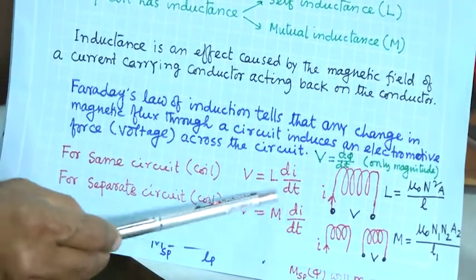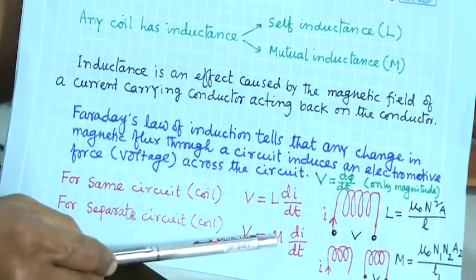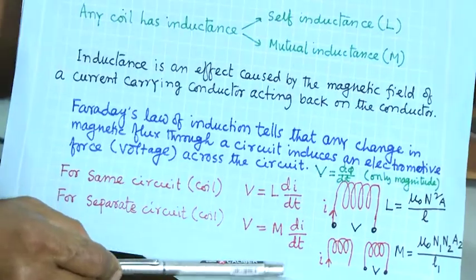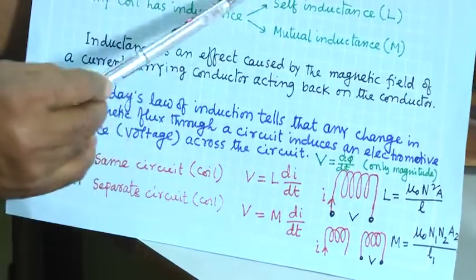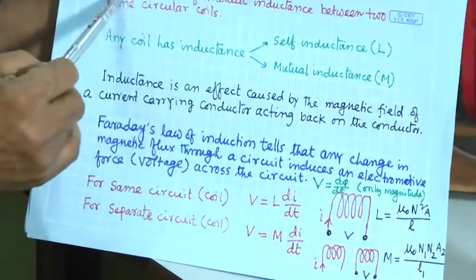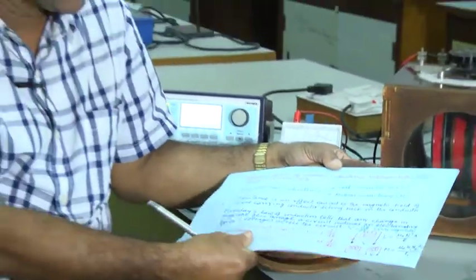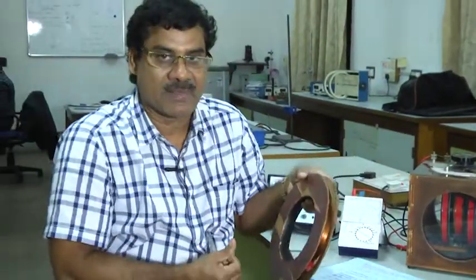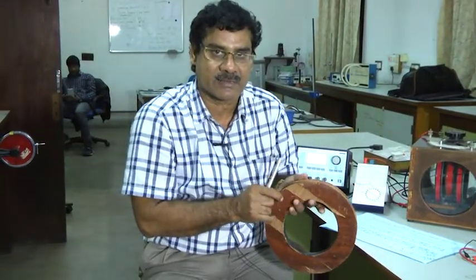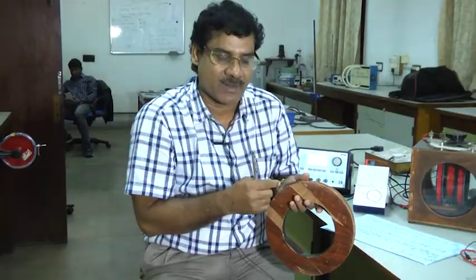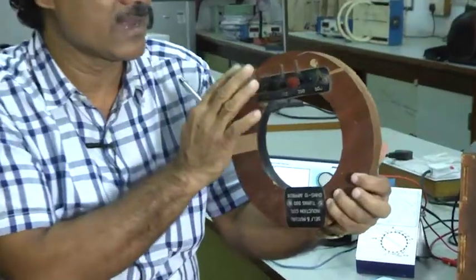So, today we are going to study this mutual inductance M. That means it is related to two coils. That is why here we have written between two plain circular coils. You see, this coil is very important, we call it an inductor. For producing a magnetic field, we use this coil, right. So, this is a coil.